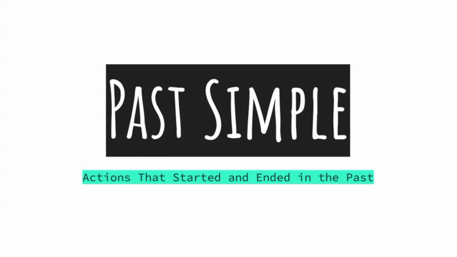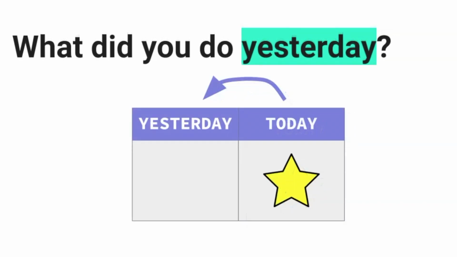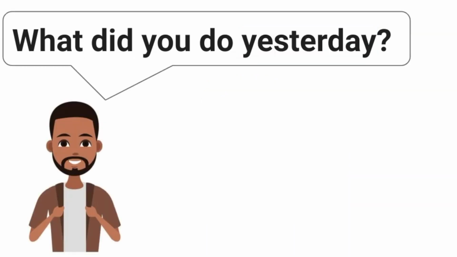Past simple. Actions that started and ended in the past. What did you do yesterday? Yesterday. Yesterday refers to the day before today. What did you do yesterday?